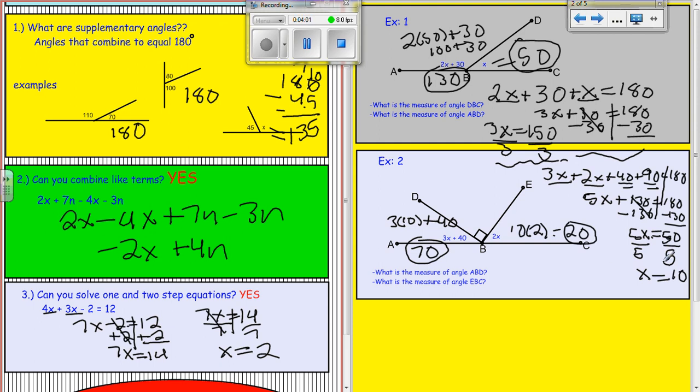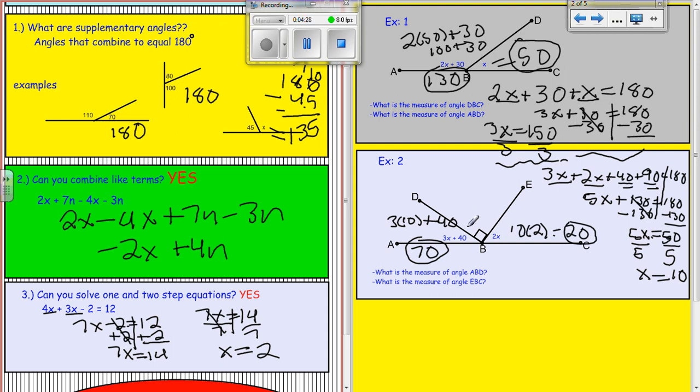I have to plug that back in. 10 times 2, plugged in the 10 right here, is 20 degrees. So EBC is 20 degrees. And then I plug 10 in over here. 10 times 3 is 30, plus 40 is 70. So my ABD is 70 degrees. And if you add them up, you got 70 plus 20 is 90, plus 90 is 180.